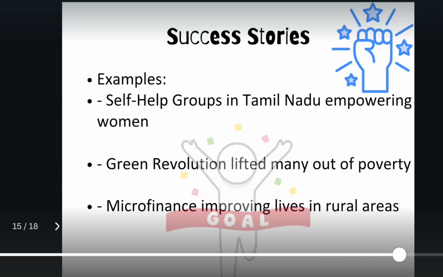So there are certain groups or certain people, certain companies who are trying to set certain goals to eradicate poverty, to empower people, and they want people to get benefited by all of the good things. And that's how these people are bringing in a revolution to change things.